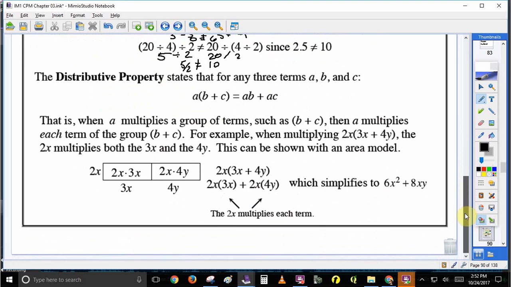Careful with that. Distributive property. You see this guy a lot. Distributive property states that for any 3 terms, A, B, and C, A times the quantity of B plus C is equal to A times B plus A times C.